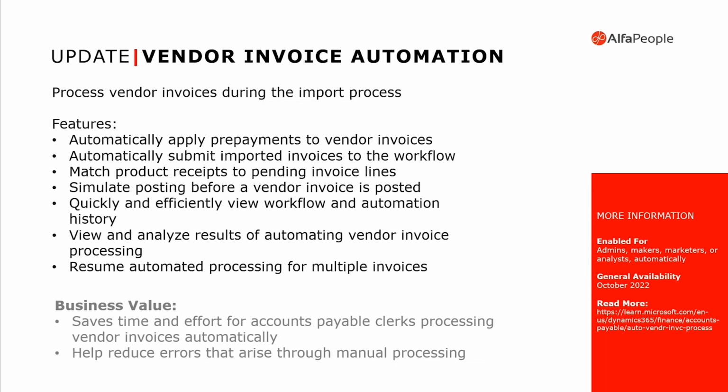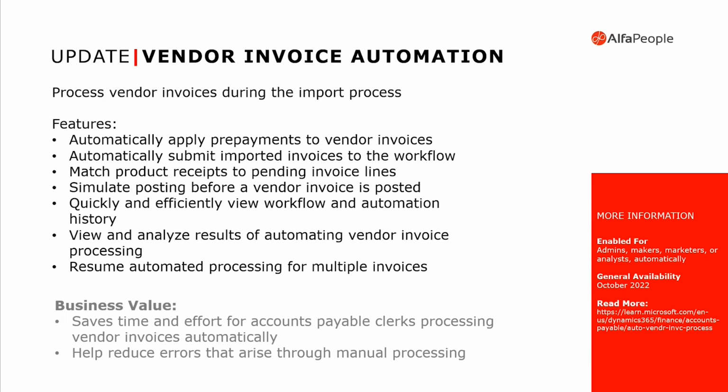These processes include the submitting of imported vendor invoices to the workflow system and matching product receipt lines to pending vendor invoice lines. The automated process shows then information about the progress of a vendor invoice as it moves through each of the processes. This capability can help then accounts payable clerks and managers to process vendor invoices more efficiently. It will also help reduce the errors and inefficiencies that can occur when information is manually entered and processed.